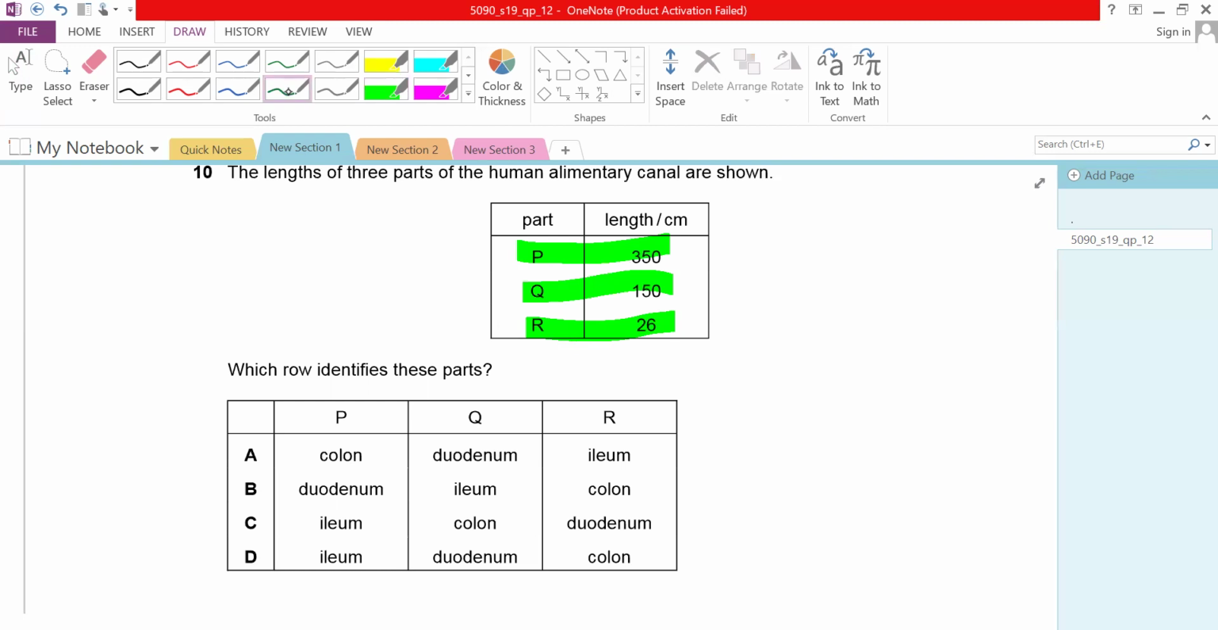The longest part of the alimentary canal is the ileum. So we can say that the ileum is part Q, 350 centimeters. The second longest part would be the colon, and the third would be the duodenum. So option C is correct.